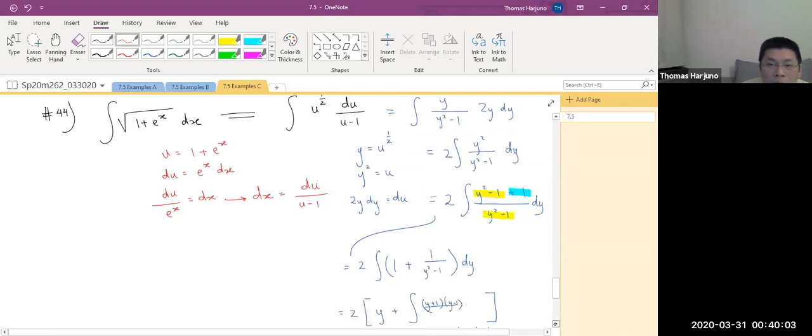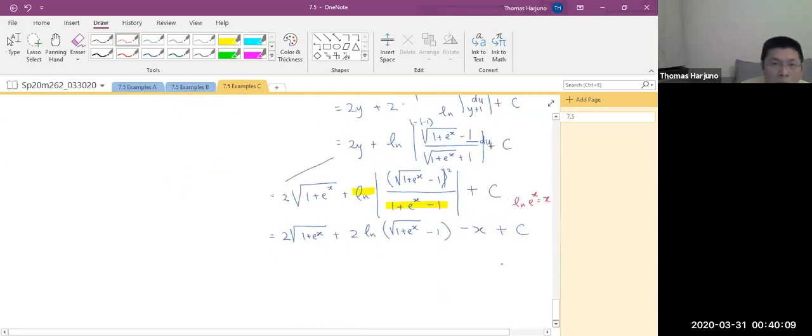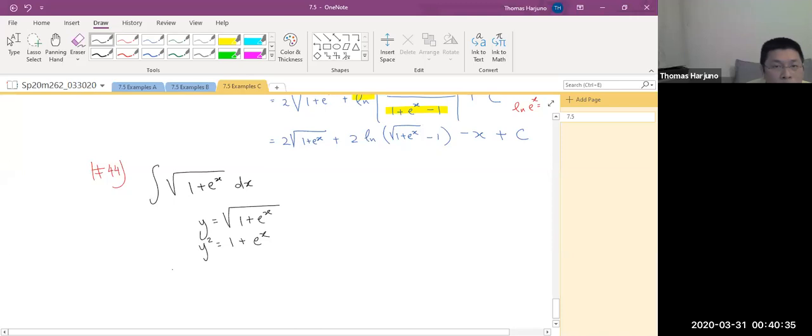I think if you happen to see the substitution, I did it because I just let it flow. But if you happen to see a better substitution, number 44, the integral of the square root of 1 plus e to the x dx. If I use y equals the square root of 1 plus e to the x, so y squared equals 1 plus e to the x, 2y dy, I do implicit differentiation, equals e to the x dx.